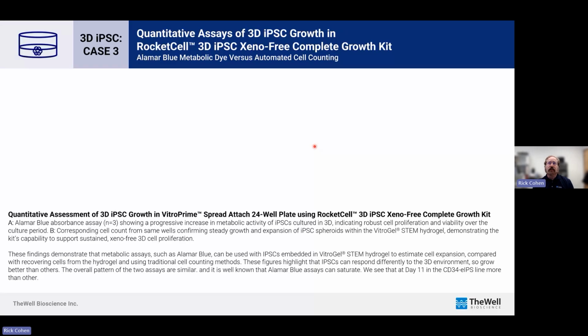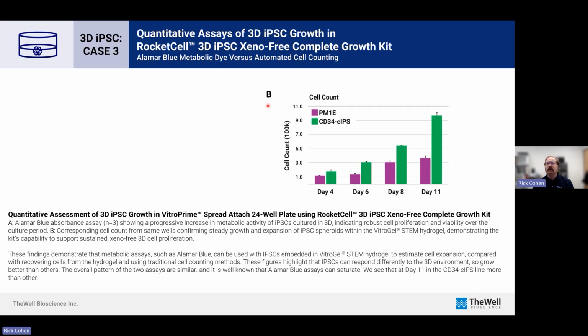We're going to go on to some quantitative assays used with the 3D iPSC growth using our kit. We're going to talk about Alamar Blue versus automated cell counting. First, I'll show you the cell counts. So the purple is one cell line and the green is another cell line. These are both iPS cells made with episomal vectors, so they should not be genetically modified. Even though they're very similar, the top one's made from fibroblasts, the other one is from CD34 hematopoietic stem cells, and the growth rate in the purple is a little bit slower. The green is a little bit longer. And you'll notice we took it out to day 11.